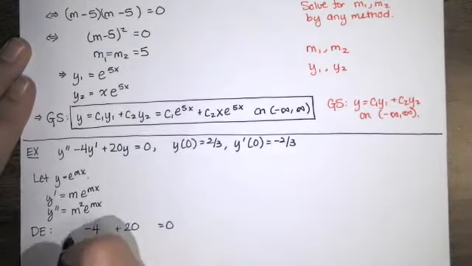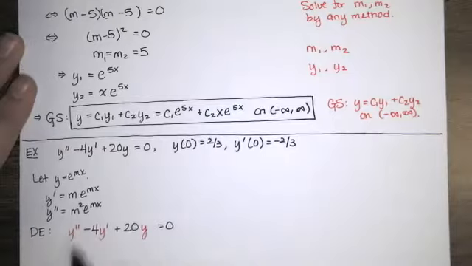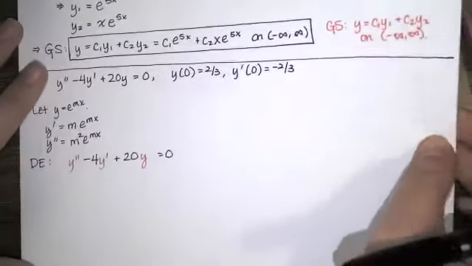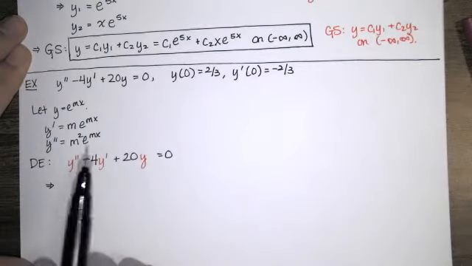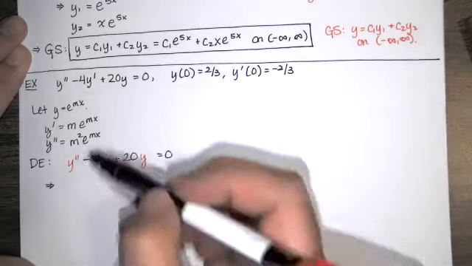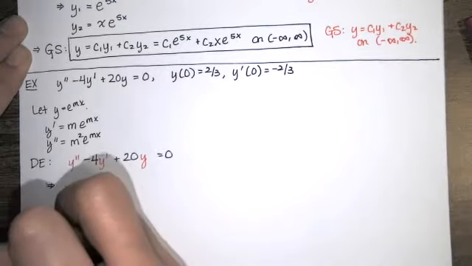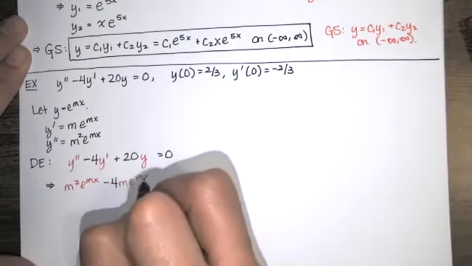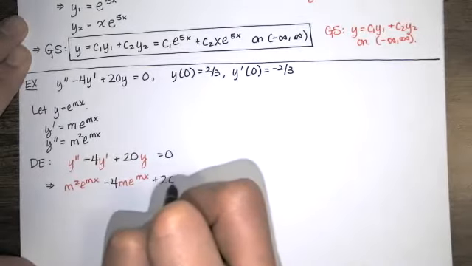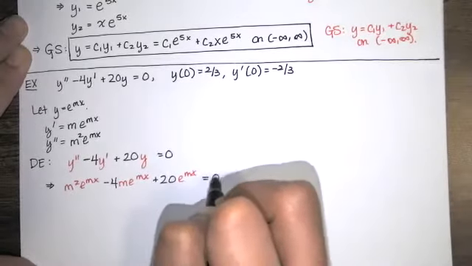So you had y double prime minus 4 times y prime plus 20y equals 0. And we're assuming that y equals e to the mx is a solution. So if y equals e to the mx is a solution, then these functions satisfy this differential equation. So we can replace y double prime with m squared e to the mx. Bring the negative 4 down. Y prime is m times e to the mx. And we'll have 20 over here, and y is e to the mx. And we're setting that equal to 0.